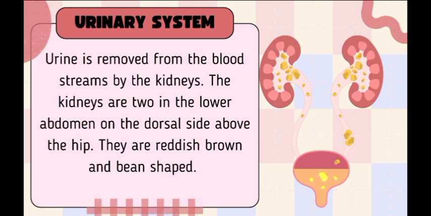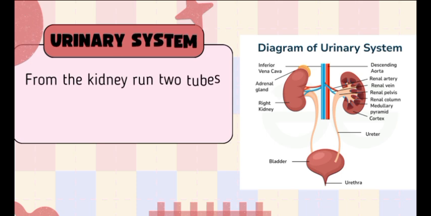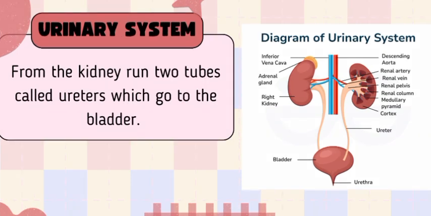The shape looks like that of the beans that you eat. And they are also reddish brown. From the kidneys run two tubes called ureters. You could see two pipes that are running downwards from the two kidneys.